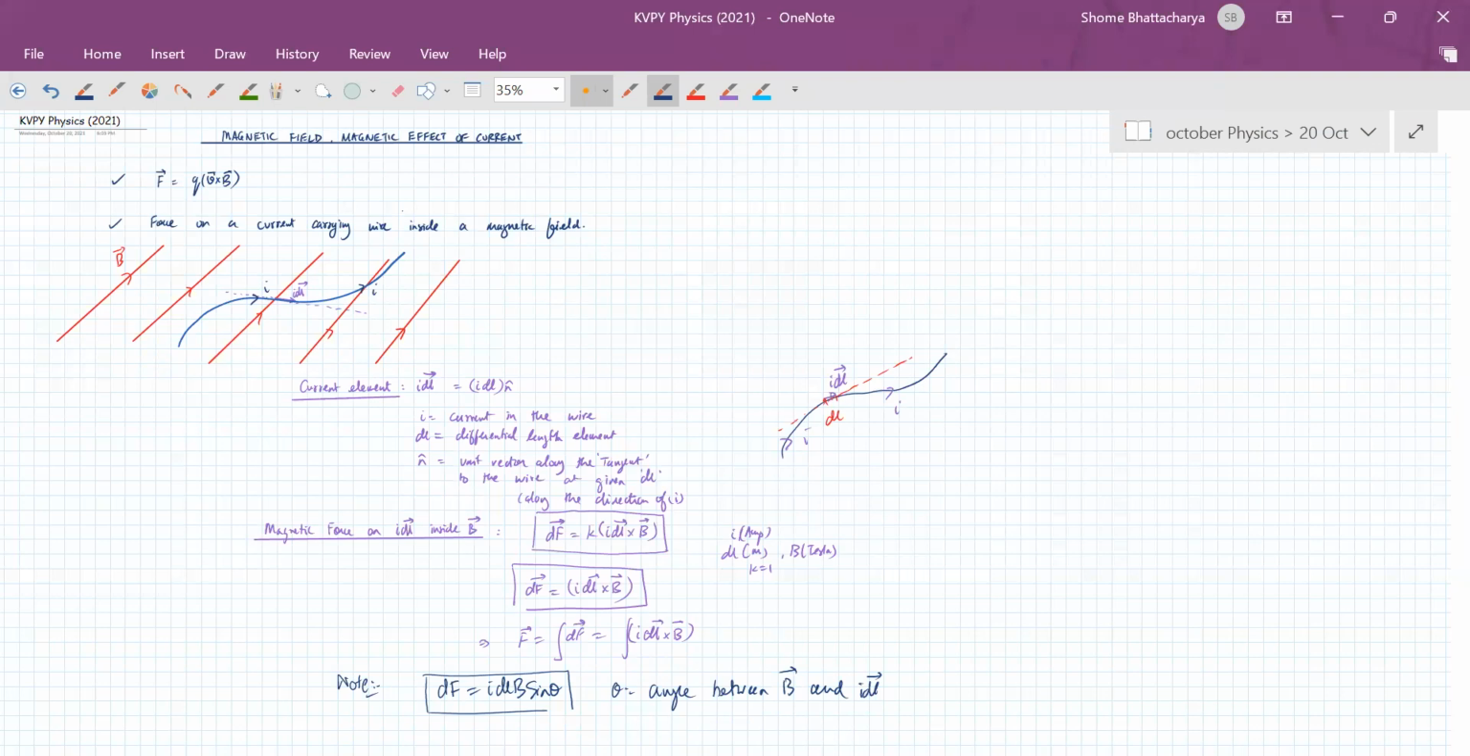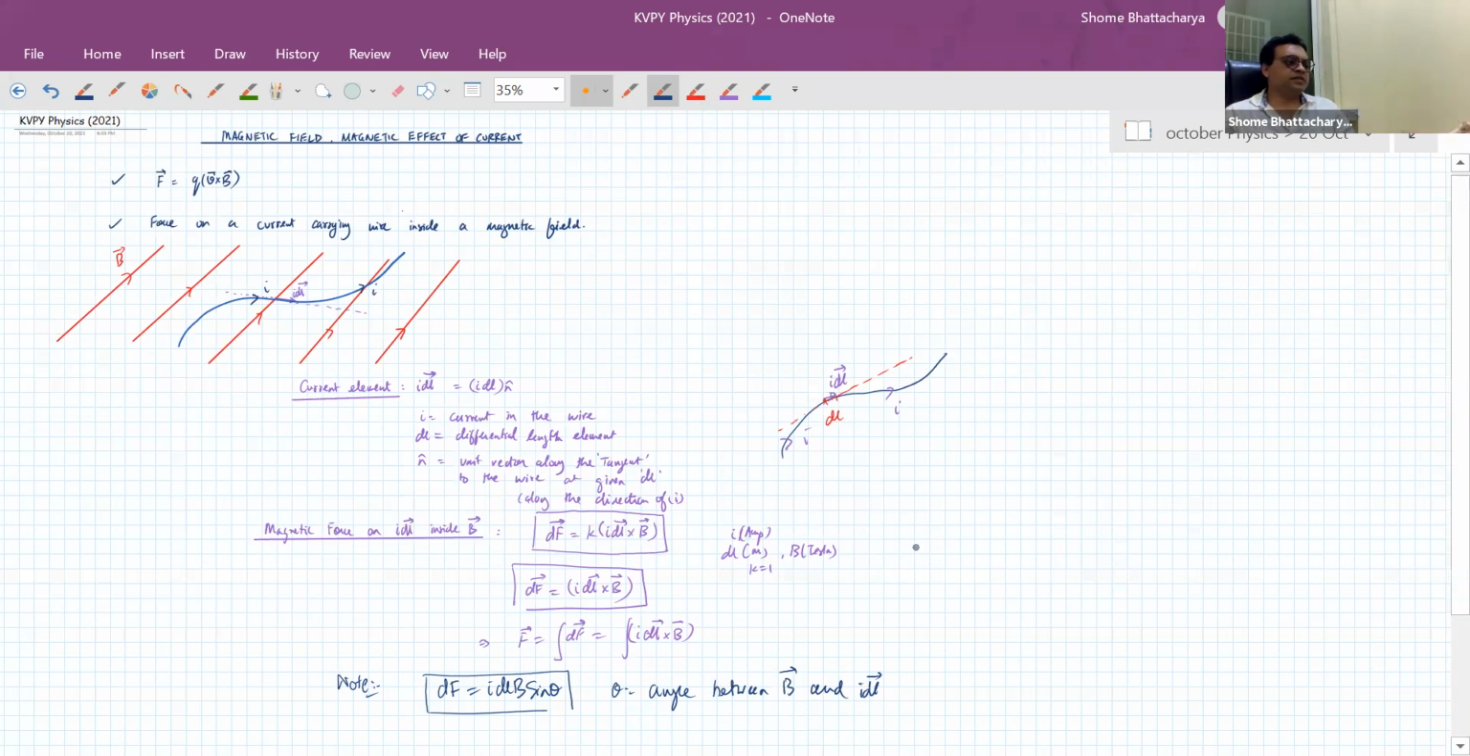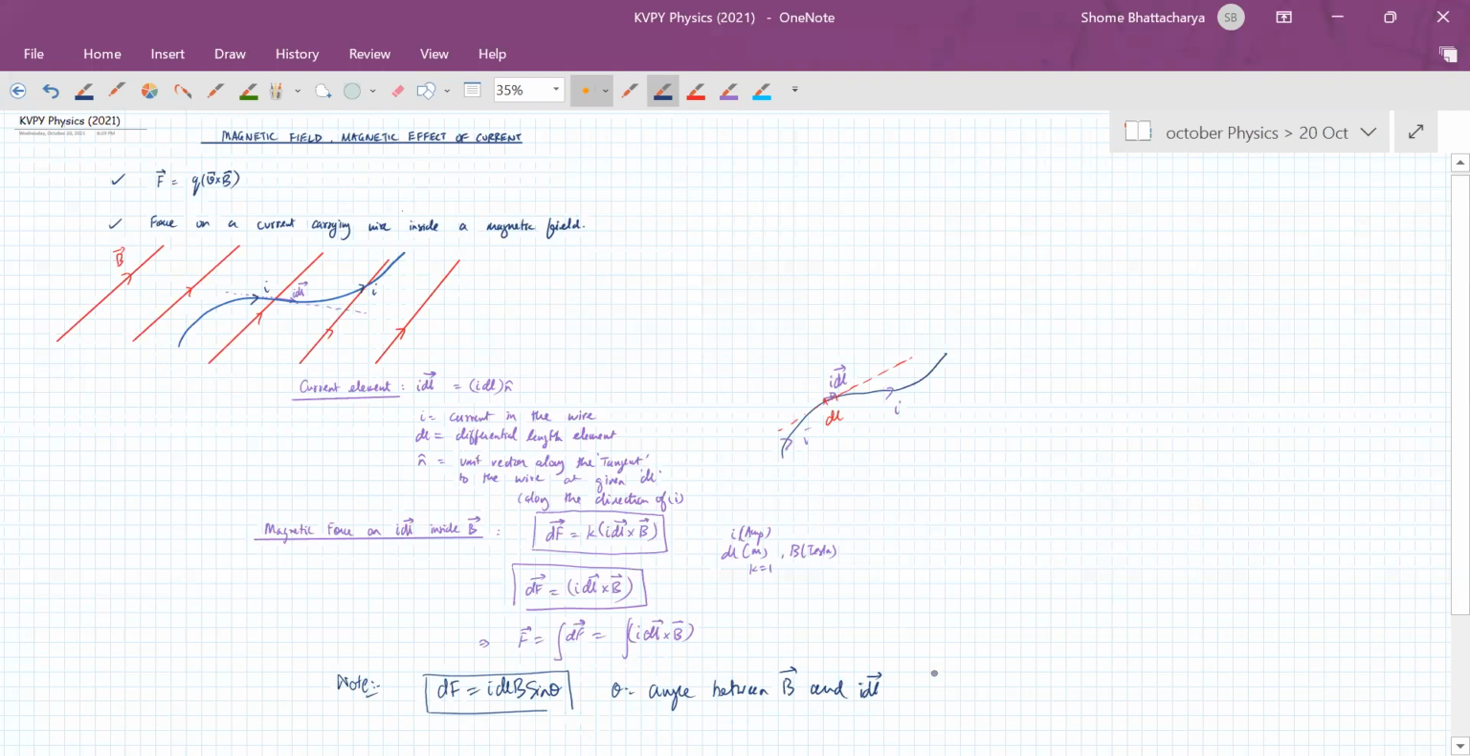Can you explain the note? Yeah, the magnitude of the force. So you know that the magnitude of A cross B is AB sine theta. So it becomes IDL B sine theta. It's coming from that.